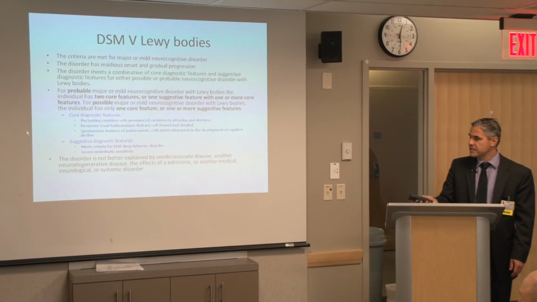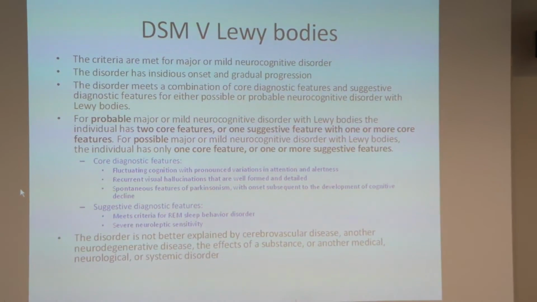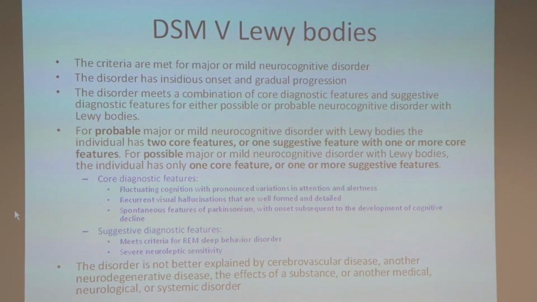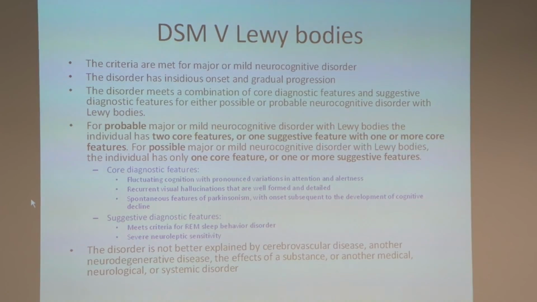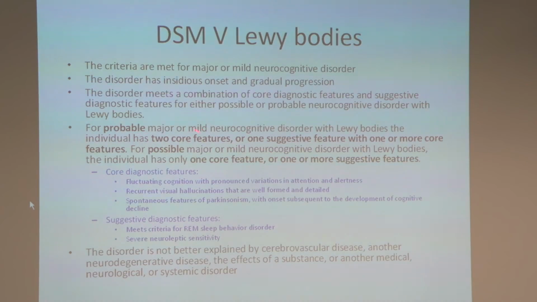Lewy bodies, I put in blue where the meat is. Now we have probable and possible Lewy body. We never had that before. This is new. The McKeith criteria were kind of the original ones from the 90s. You either met them or you didn't. I think it's a great idea to have probable or possible, and that's how they do it.